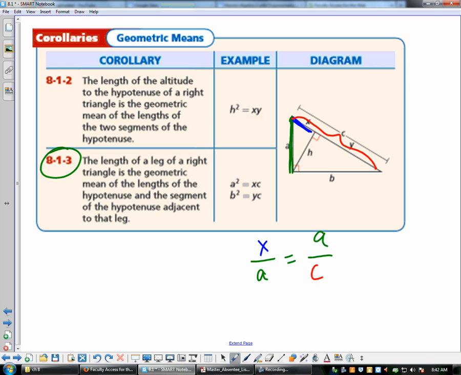Likewise, we could talk about side, long leg B. Long leg B, where is it? Right here. So long leg B is going to be the geometric mean between what and what? B, this long leg, is going to be the geometric mean between what two segments in this picture? Between C, which is the whole thing, and what other segment?